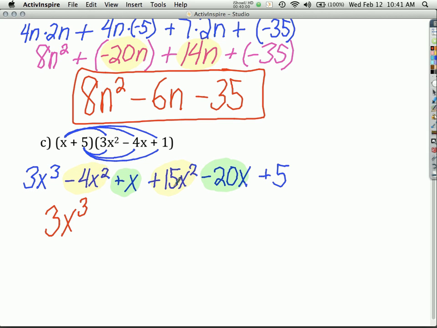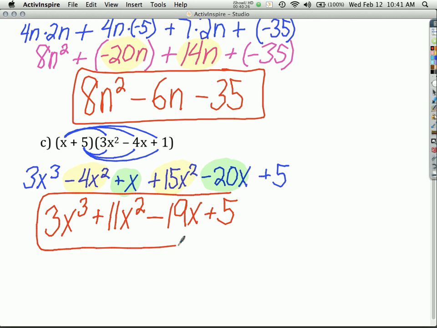Sebastian? Very good, because we're adding now, 11x squared. What about x and negative 20x? What do we get as a result of that? Brandon? Yeah, what do you get as a result of x and negative 20x? Negative 19x. And then we've got 5. And that is the result of multiplying the binomial times the trinomial.